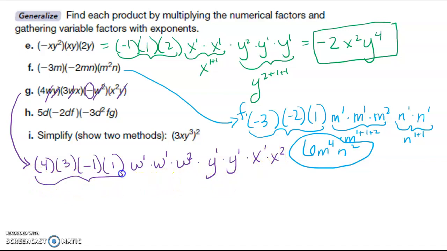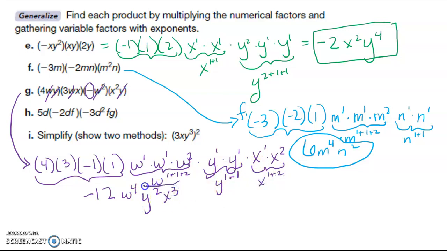Okay, so let's do our numbers first. 4 times 3 is 12, times negative 1 is negative 12. Let's take care of our w's. 1 plus 1 plus 2 gives me w to the 4th. y, 1 plus 1, y squared. x, 1 plus 2, x cubed. So there is my answer.